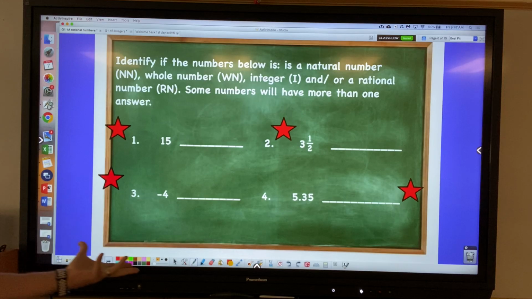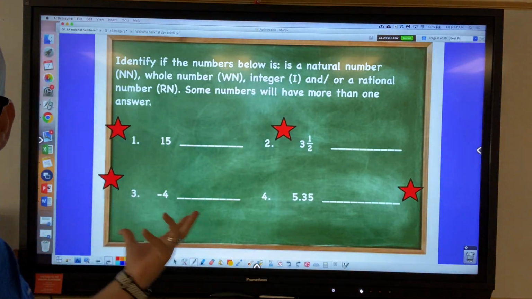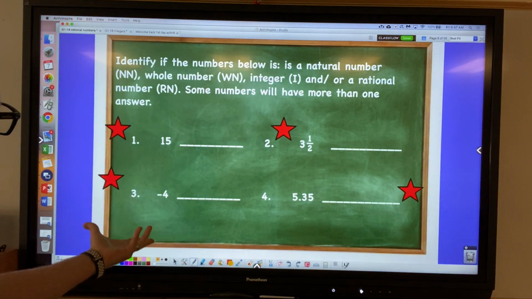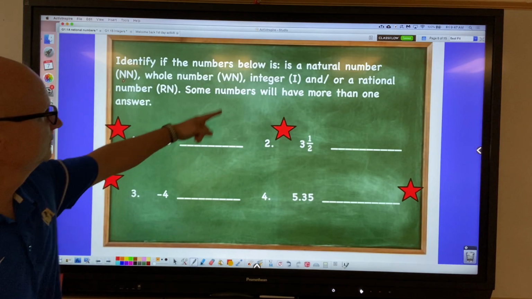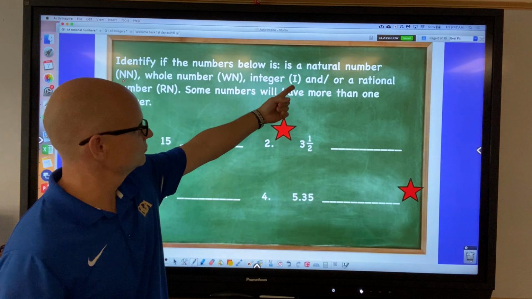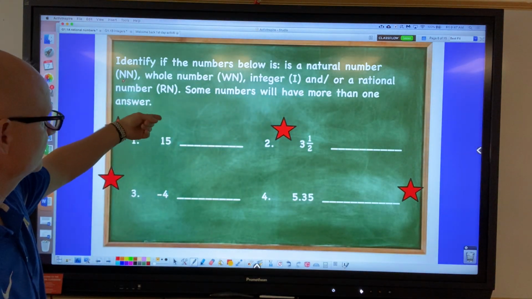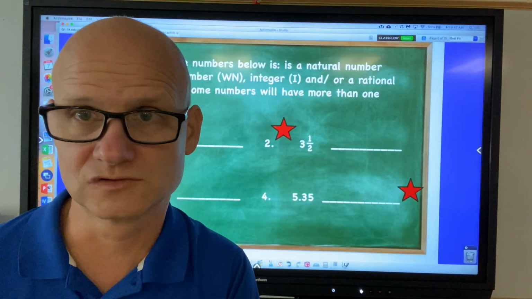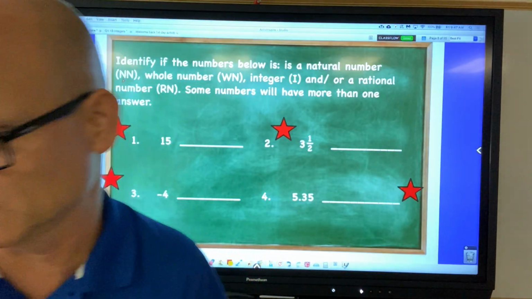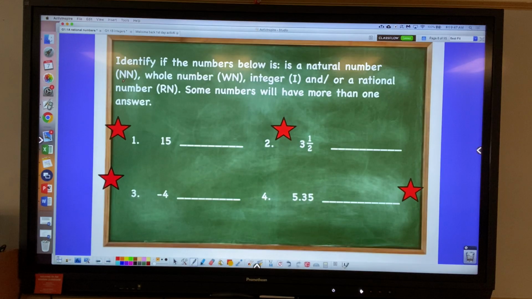So here's all I want you to do. Press pause again and write these problems down. And then next to the number, just tell me, is it a natural number? Is it a whole number? Is it an integer? Is it a rational number? And some of these answers will have more than one answer. So press pause and do that, please. And we'll go over this during class tomorrow.